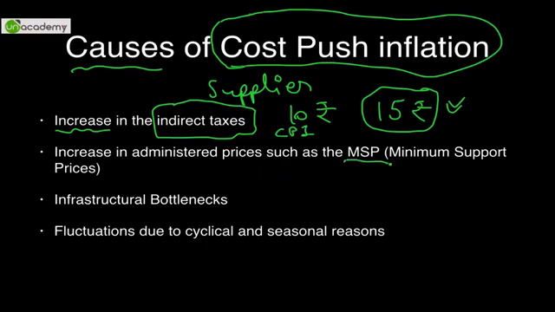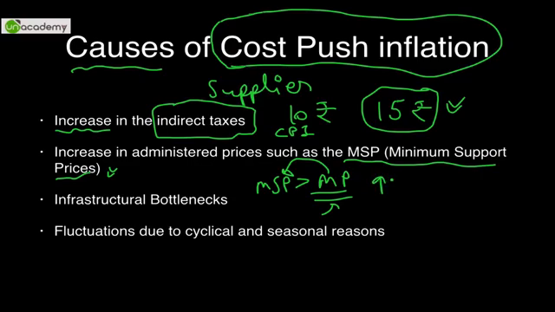Similarly, if there is a minimum support price, the supplier will obviously, if the market price is below the MSP, go to the government and sell at a higher price, which is not the market price, mind you. If the MSP is more than the market price, then the goods will not go to the market. The market will have to buy from the MSP buyer, and the price will go up, and this will again lead to cost push inflation.